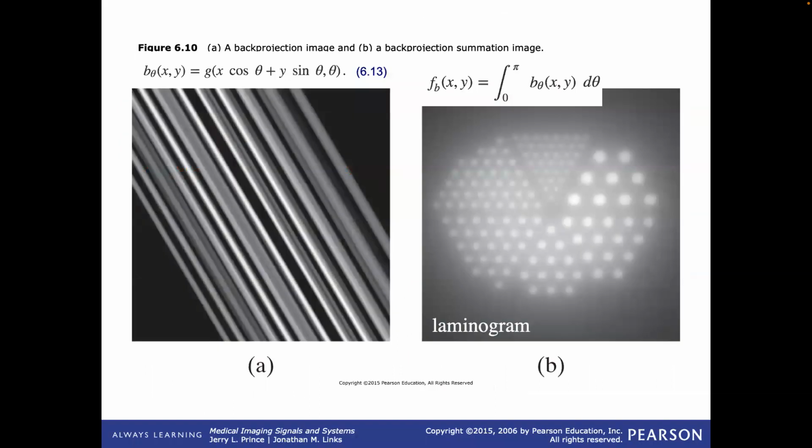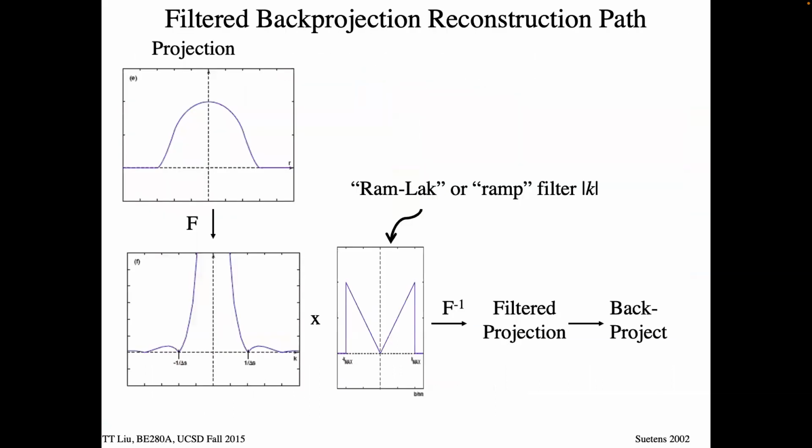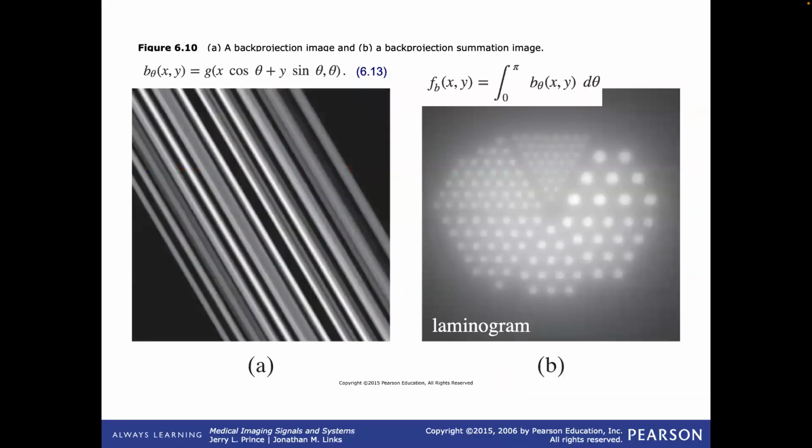So what we're going to do is look at how filtered back projection works. This is what we get when we do naive back projection, which is just taking these functions and pushing them back to every pixel that's perpendicular to our detector.